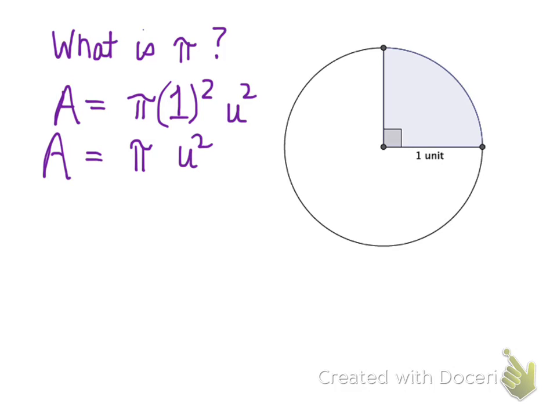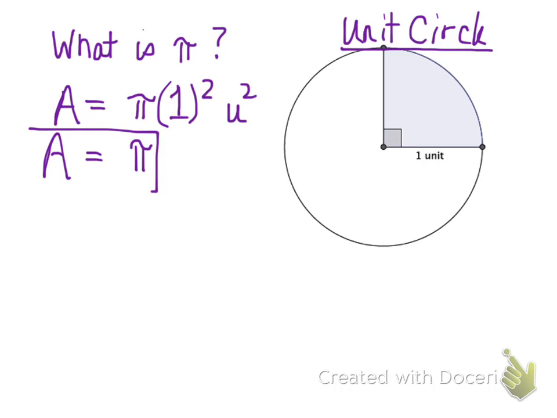We're going to call this a unit circle because the radius is 1 unit. And the area of this circle is just pi. So if we ignore the fact that it's units squared, even though we know it has to have some kind of units, square units, the area of this unit circle is equal to pi. So we can use that.